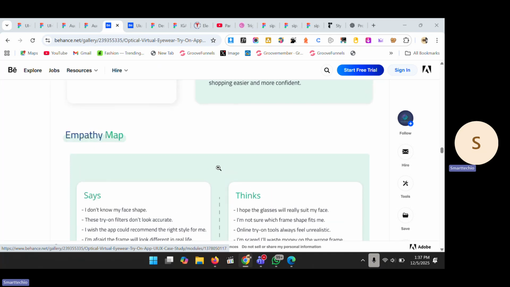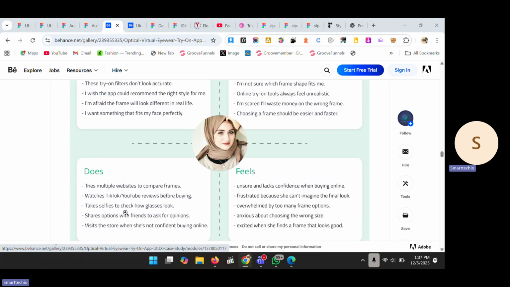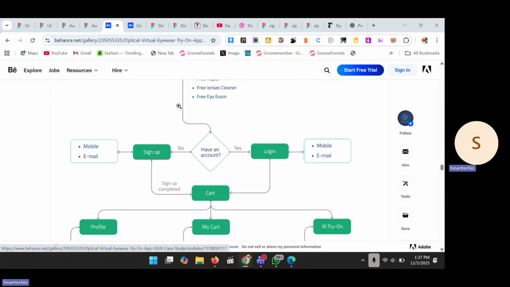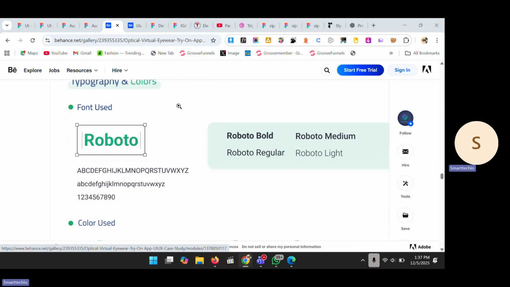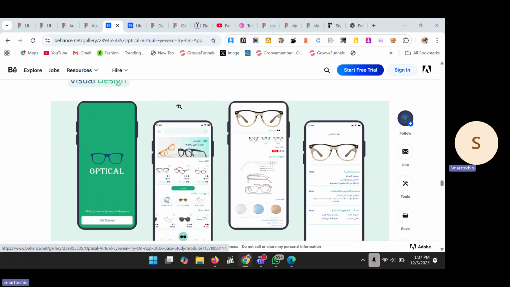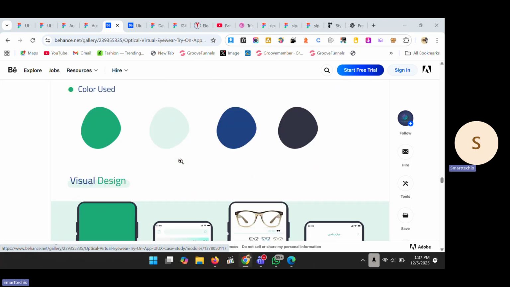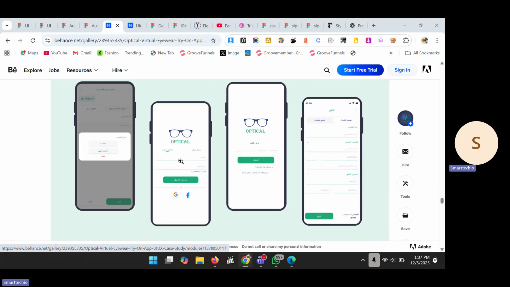So this is the empathy map. This is what they say, like "I don't know my face shape," what they think, do, and feel. Then the information architecture, I mean the site map of the product this person designed. Then can you see the flow to complete the task? Then how they picked the design style guide, and these are the products that were designed. These are the processes you're going to follow.